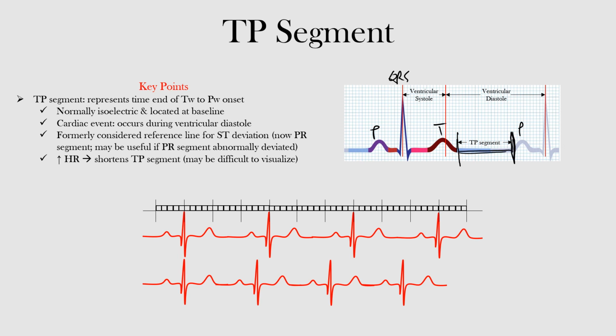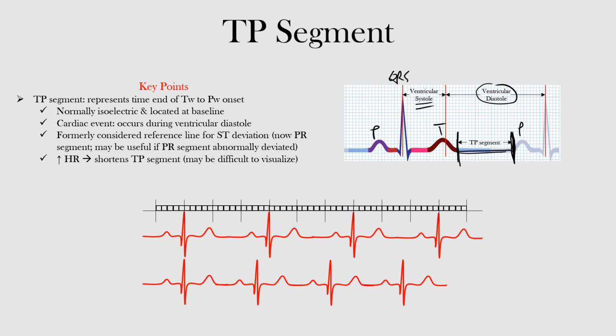Now the TP segment is normally isoelectric and located at baseline, as we see here. It occurs during ventricular diastole, that is when the ventricles are relaxing and filling. So you look here, here's ventricular diastole, this is systole, okay, and the TP segment is right in that period of diastole.